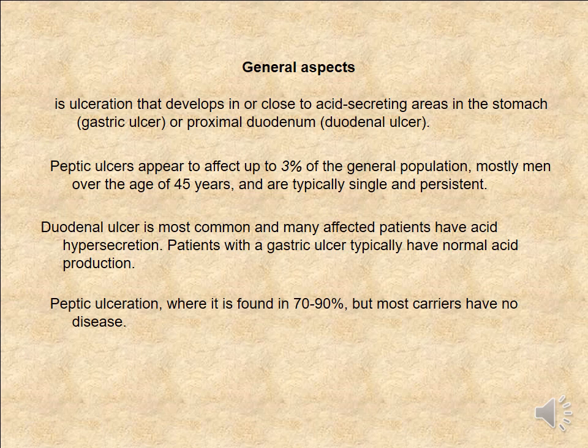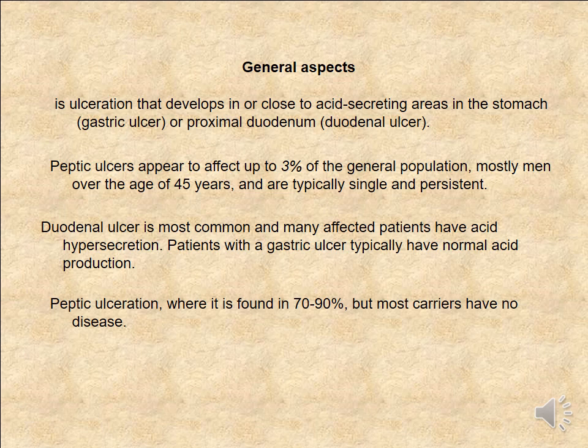The peptic ulcer appears to affect up to 30% of the general population, mostly men over the age of 45 years. They are typically single and persistent, without complete healing or remission of the ulcer. Duodenal ulcer is the most common, and many affected patients have acid hypersecretion. Patients with gastric ulcer typically have normal acid production. The gastric ulcer commonly has normal HCl, so there is no hyperacidity affecting it, but the HCl goes outside of the stomach to the duodenum, which leads to ulceration.